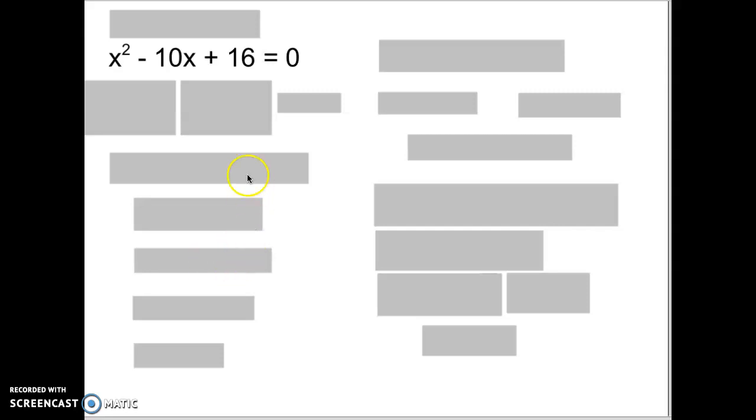So when factoring, I'm hoping you're past the point of needing diamonds and rectangles at this point. If you still need diamonds or rectangles, they'll work, but I would like you to get past that. So what you need to think about is what are two numbers that multiply to positive 16 but add up to negative 10? I'll give you a second to think about that. What two numbers multiply to make positive 16 but add up to make negative 10?